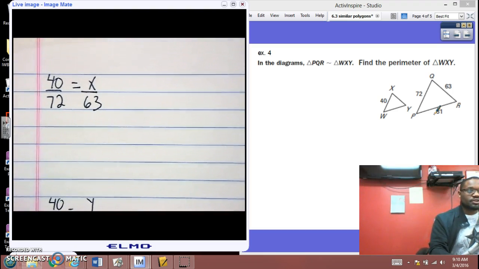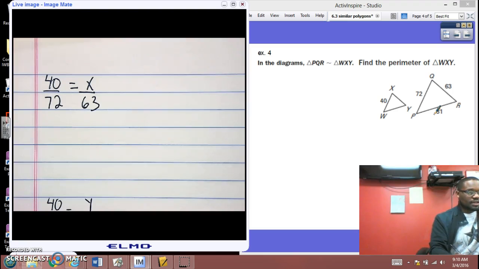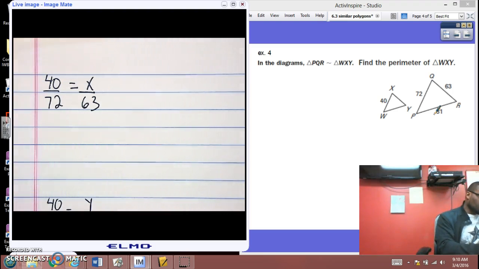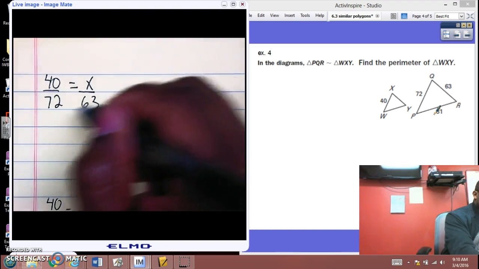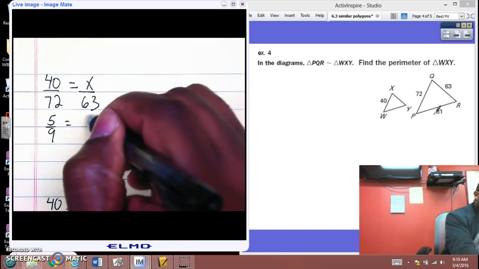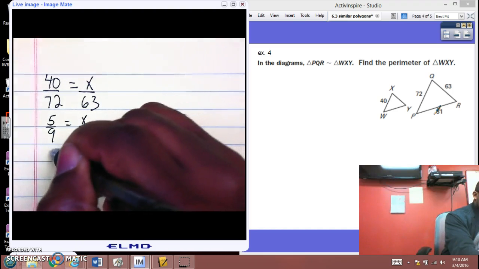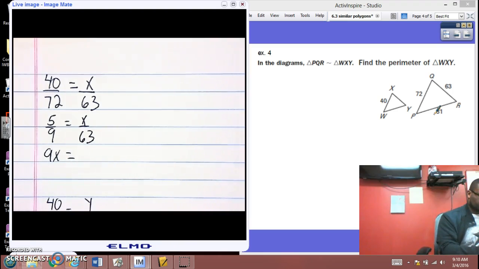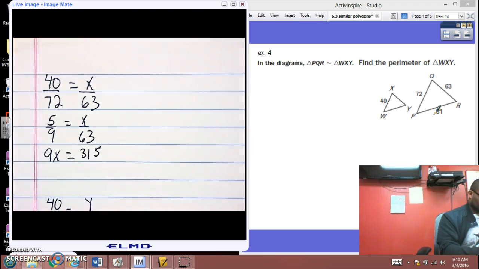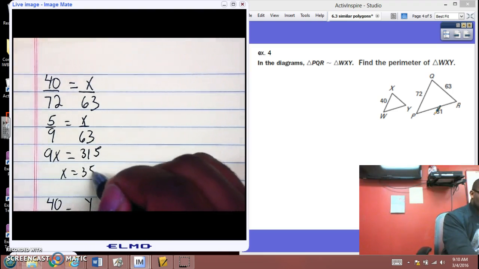Go back to some of the earlier problems. And so when I look at this, I can reduce these fractions using my handy dandy calculator, because I believe the calculator makes it a lot easier. So this becomes 5/9 equals x over 63. So that's 9x equals 315. So you get x equals 35.